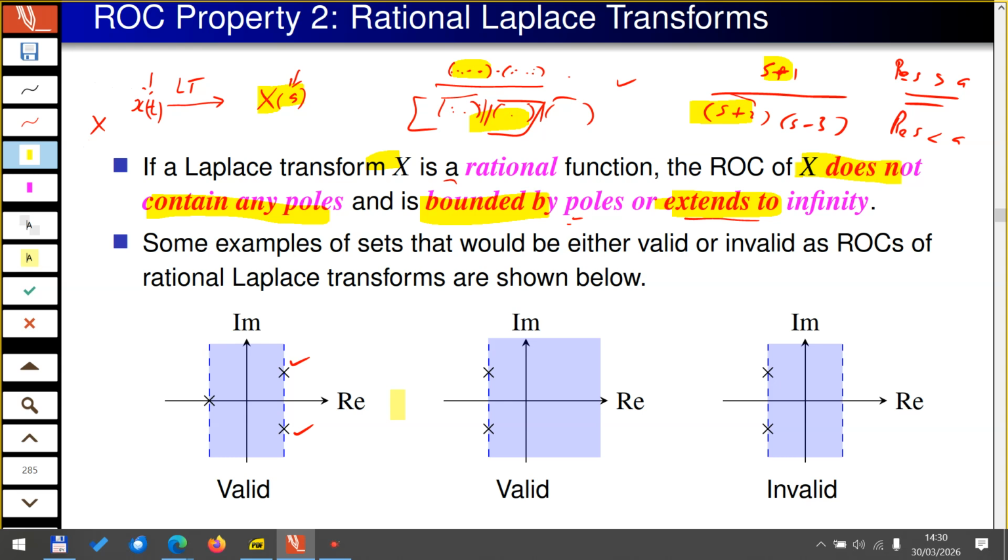Bounded by poles, yeah? So the region is bounded from the left by this pole, right? And it is bounded from the right by these two poles. So that's why it is a valid ROC.